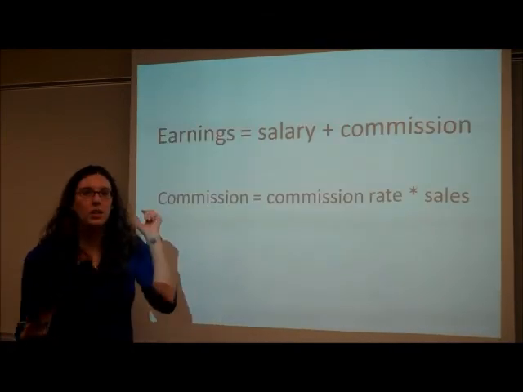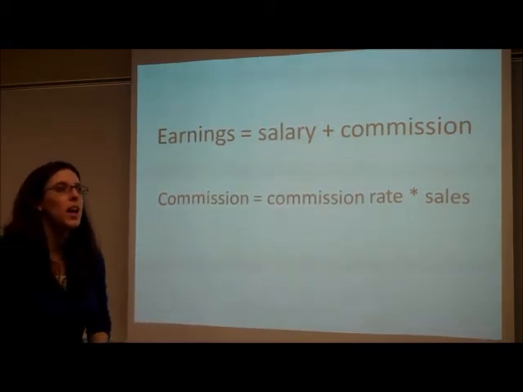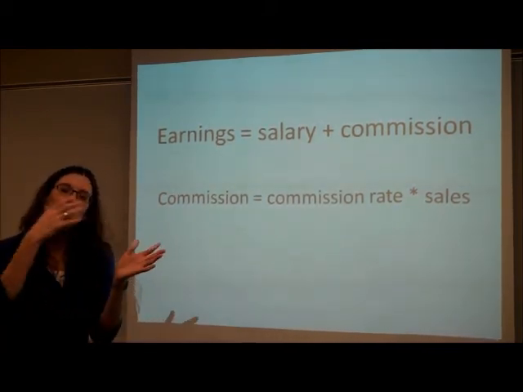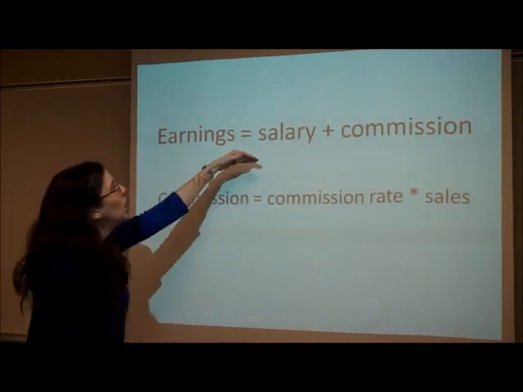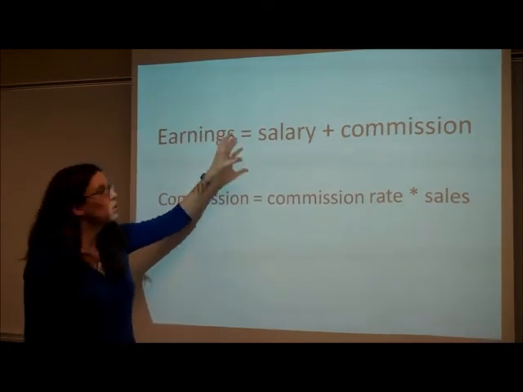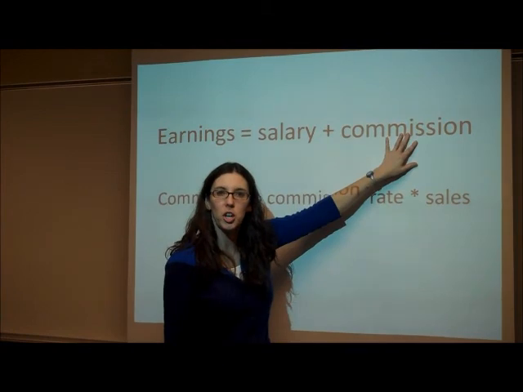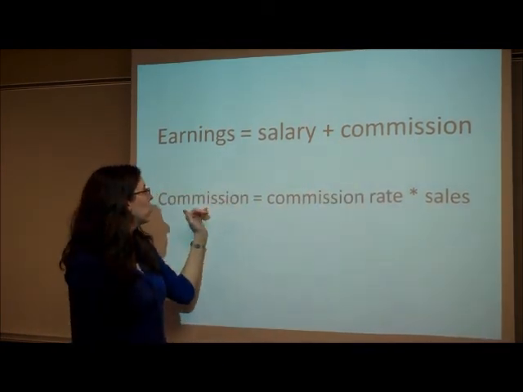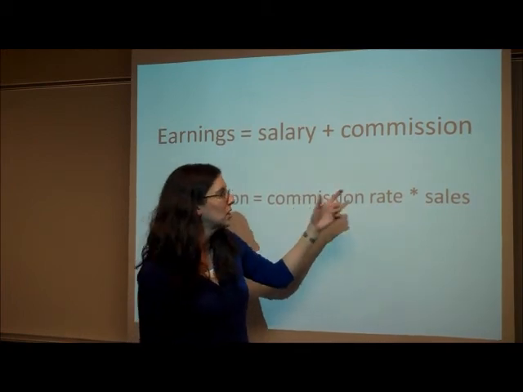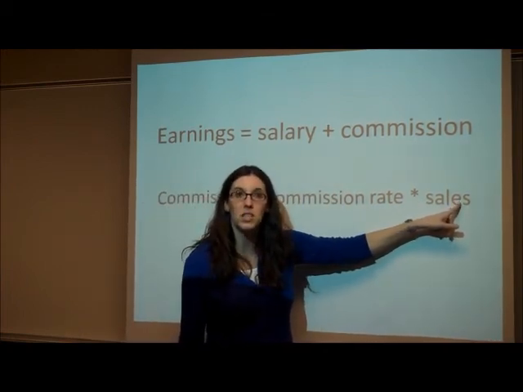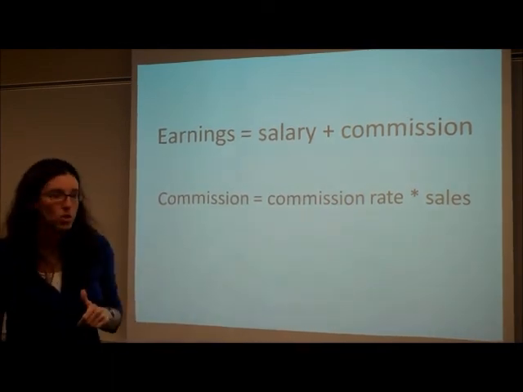All right, last application, commission. Some jobs that you have a salary, but then especially if you're selling something, you'll get a commission on how much you sell. So your total earnings will be your salary, how much you're guaranteed every month or every year, plus your commission. You figure out the commission by multiplying your commission rate, so it'll be a percent, times how much you have in sales. Okay? So if you haven't already copied this down in your notes, please do so.